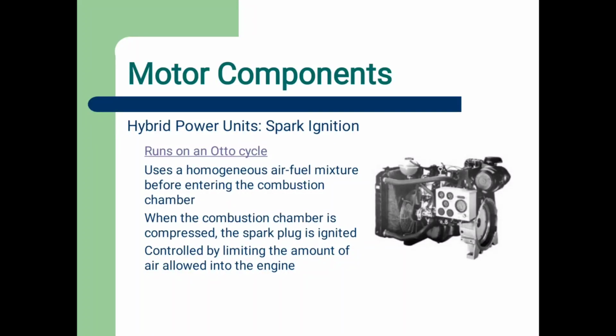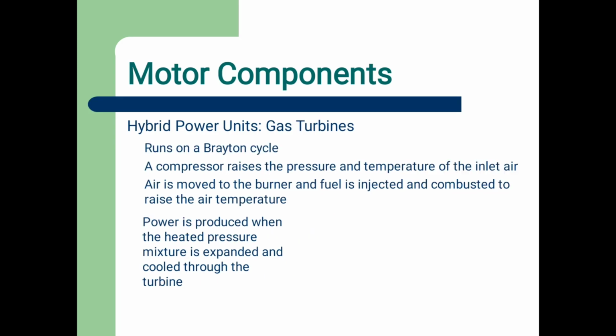This is the spark ignition system. It uses a homogeneous air-fuel mixture before entering the combustion chamber. When the mixture in the combustion chamber is compressed, the spark plug ignites it, controlled by limiting the amount of air allowed into the engine. It is a gas turbine. It runs on a Brayton cycle. A compressor raises the pressure and temperature of the inlet air. Air is moved to the burner and fuel is injected and combusted to raise the air temperature. The power is produced when the hot pressurized mixture is expanded and cooled through the turbine.